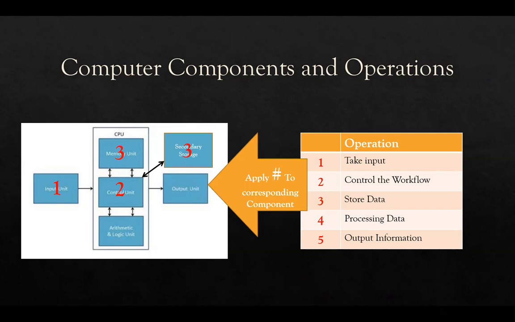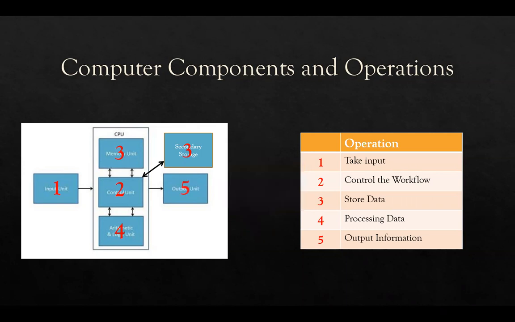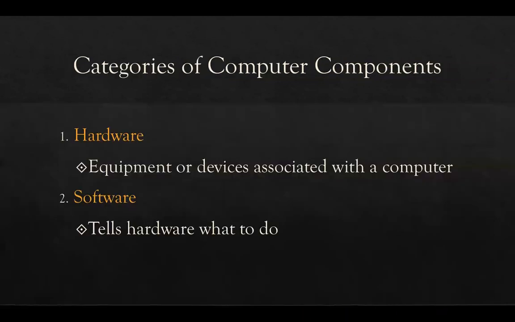Where does processing data, or number 4, go? There you go, down in the arithmetic or logic unit. And obviously it's easy to see where output belongs. I'll give you that one. Okay, so here is the completed exercise. Now we have a pretty good idea of the operations of the computers and the associated components inside the computer.